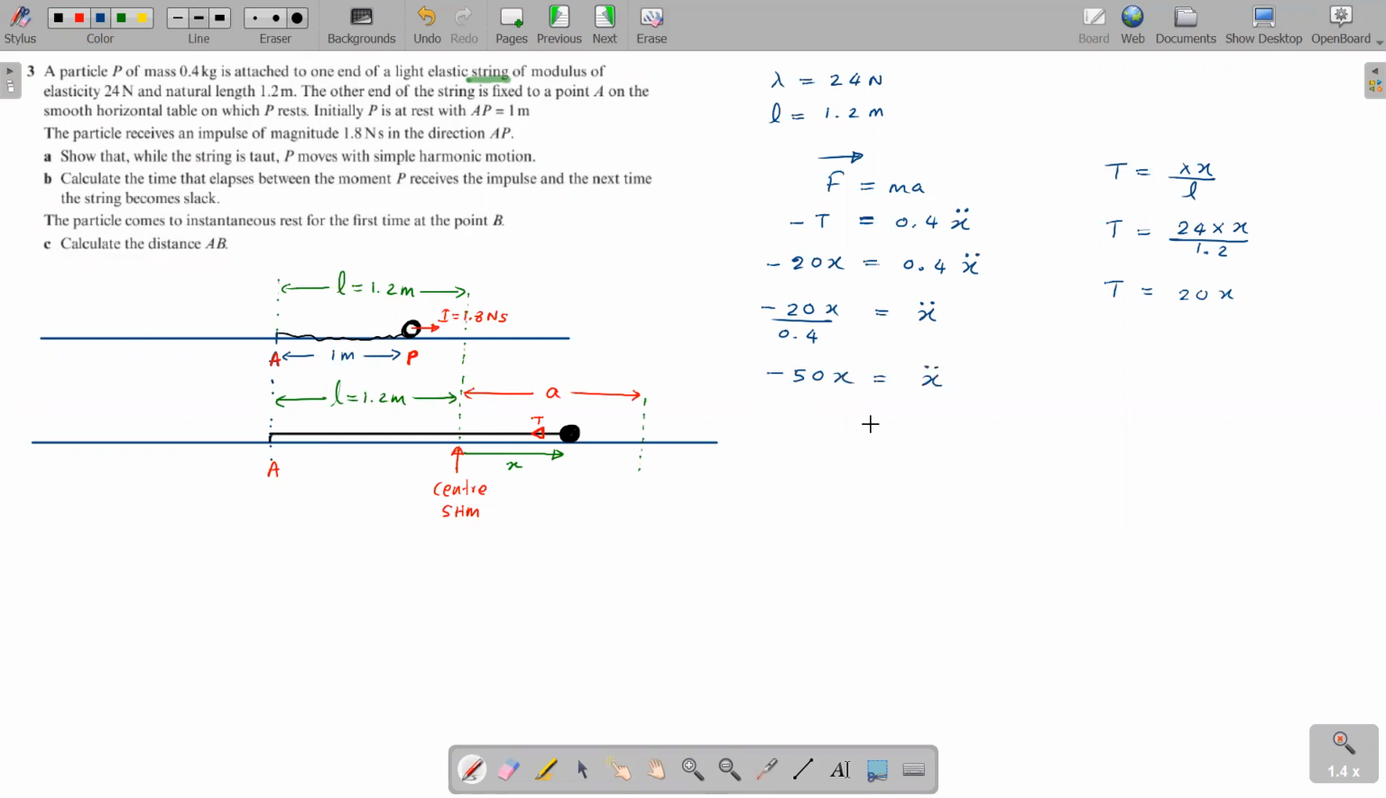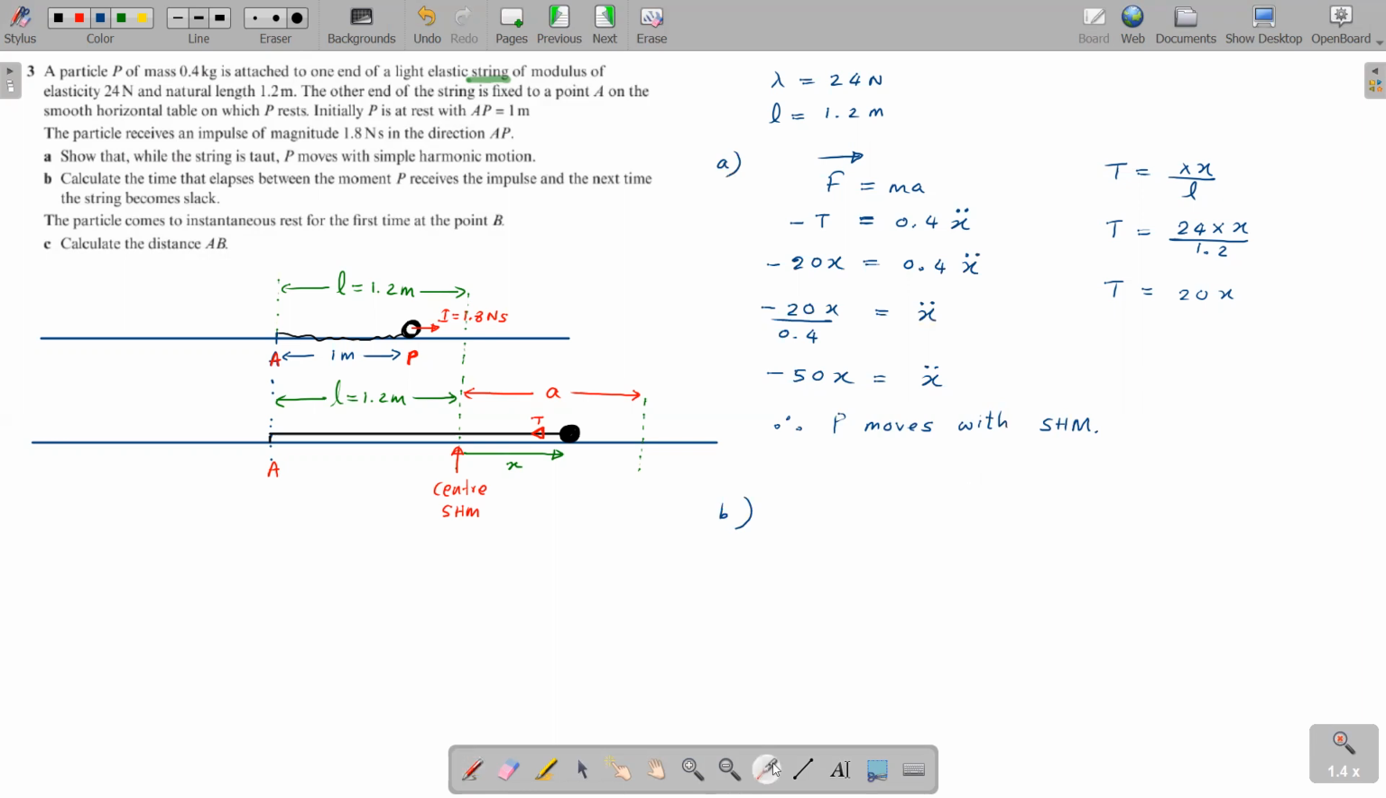So can you see the simple harmonic motion characteristic equation? Therefore, P moves with simple harmonic motion. That's part A. All right, let's move to part B.